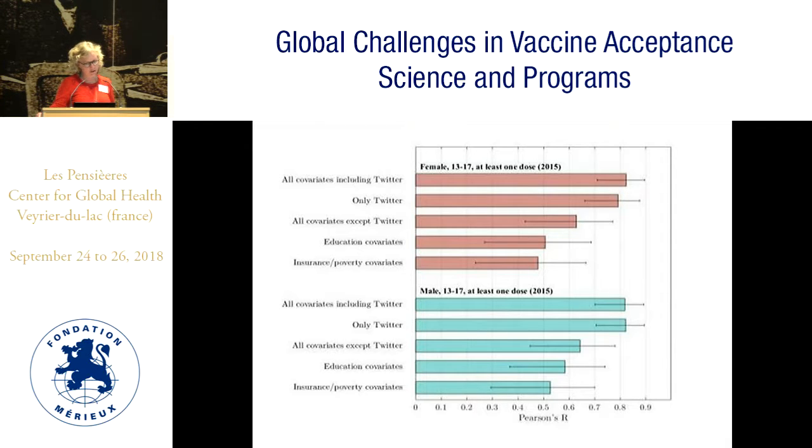This is the last graphic, you'll be pleased to know, and this is the most important finding of the paper, which is that certainly if you look at, for example, females receiving at least one dose, if you use only Twitter, you can explain just under 80% of the variance. And that explains more of the variance than, say, insurance and poverty alone. So it's essentially saying that this is quite either predictive or reflective or both, and it's probably both, of vaccination uptake. So what does this all mean?